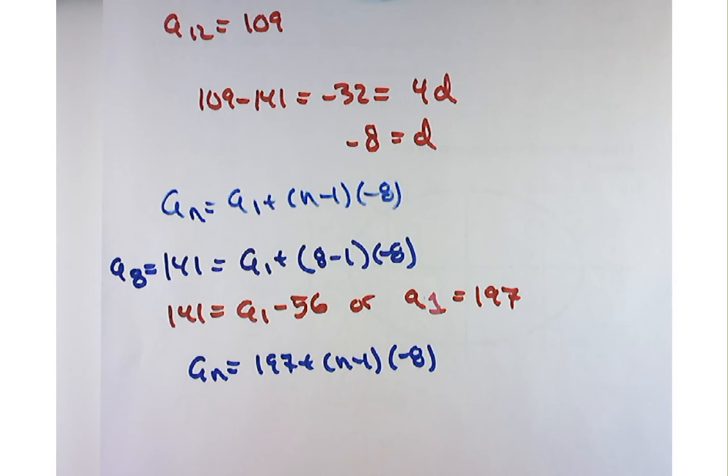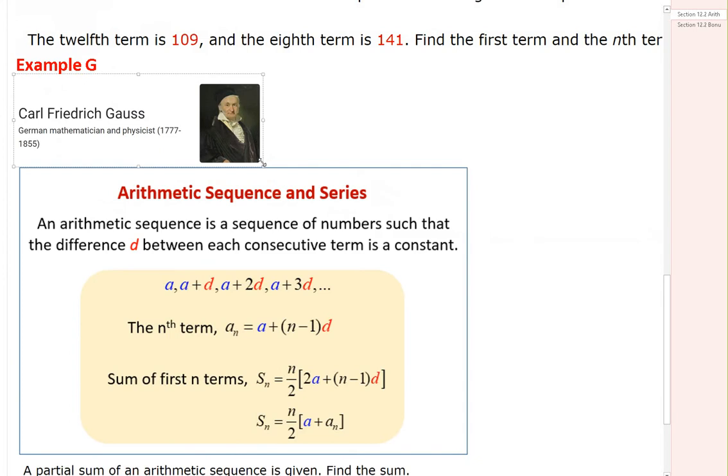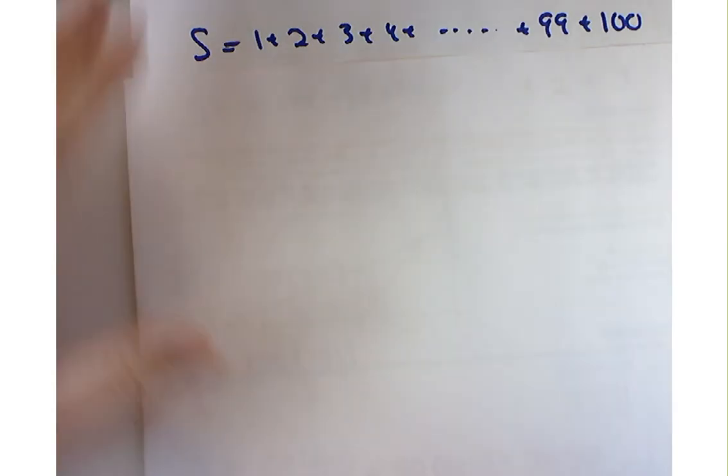Let me take a brief aside and talk to you about a mathematician by the name of Carl Friedrich Gauss. And here's a little picture of Gauss, German mathematician and physicist. Gauss is listed at the pinnacle of mathematical achievement along with Newton and Archimedes. So considering that humanity has studied math for thousands of years, to be ranked amongst the top 3 is pretty awesome.